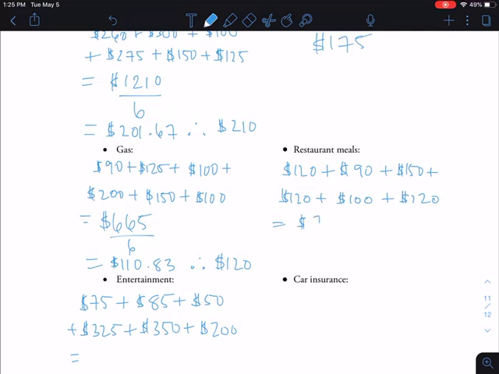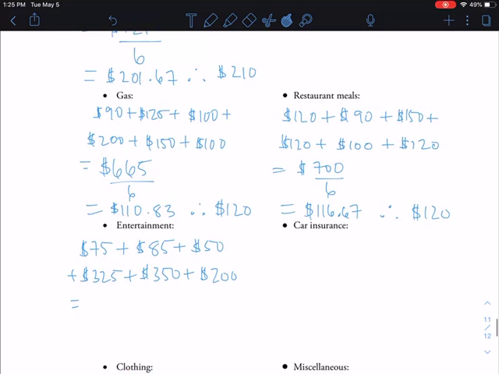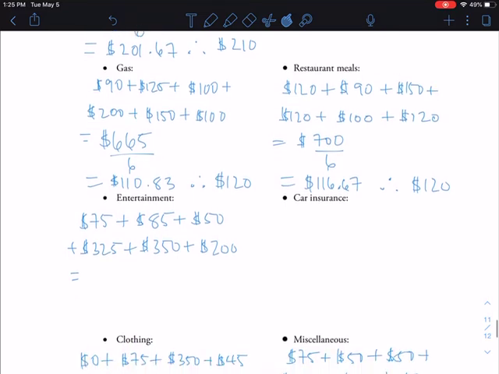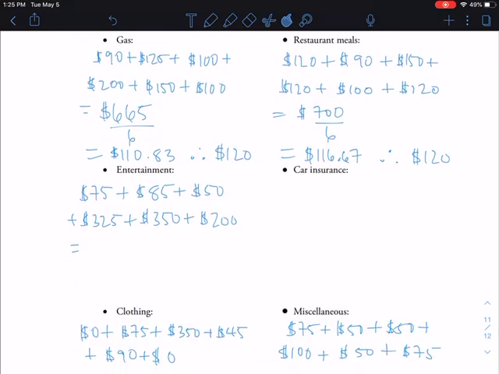All right, restaurant meals. So we're going to divide $700 by 6, which gives me $116.67, which I'm going to just round up to 120. Now, some people would say this is a lot per month. In fact, I would say this is a lot per month for one person. But again, it's what's important to Kate that matters in this case. And so we're not going to make any changes to her budget. We're just going to go off of what she has been spending.